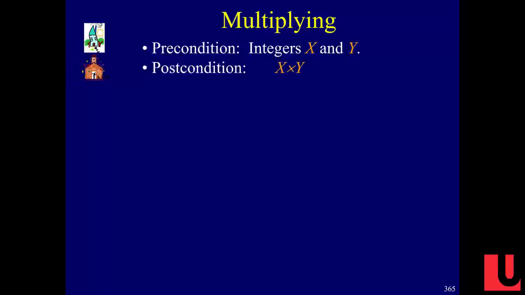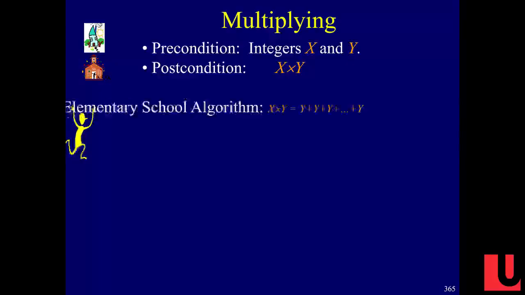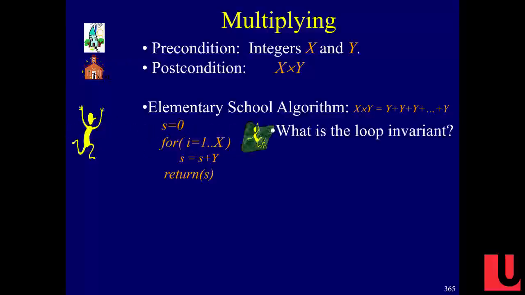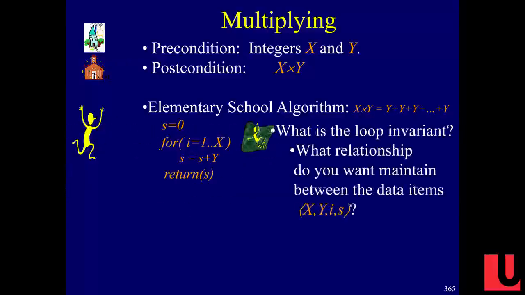All right. So our goal is to multiply. In elementary school, we learn the definition of multiplying: you just add y, x times. So what's our obvious algorithm? Everybody sees we're adding x times. So then what is our loop invariant?